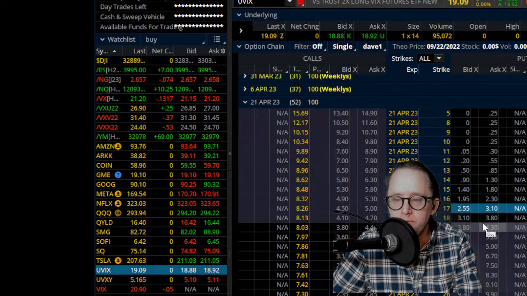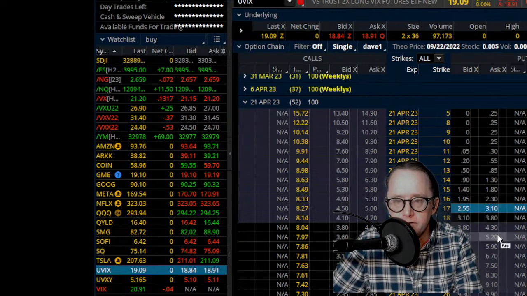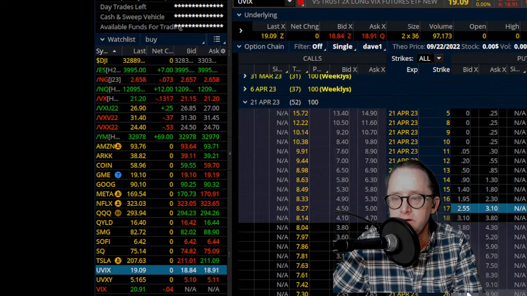You might be a little bit more aggressive and maybe buy something like the 18-15 spread, or even the 17-14 spread, and just over time, this is going to move lower, and you will benefit from being long that put spread. This is a safer way than selling a call, because when you sell a naked call, you have unlimited risk.